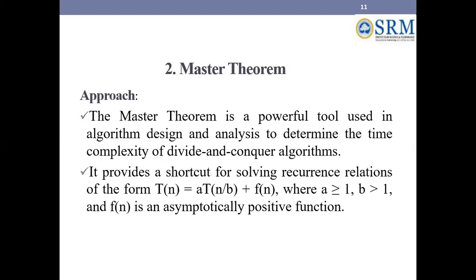And this is Master's theorem method. It's a powerful tool for analyzing recurrence equations to determine the time complexity of divide and conquer algorithms. The general form is T of n is equal to a into T of n by b plus f of n, where a is number of subproblems, b is the size of subproblem in each iteration. So here the function f of n is an asymptotically positive function. a and b are greater than or equal to 1. So there is a positive function.